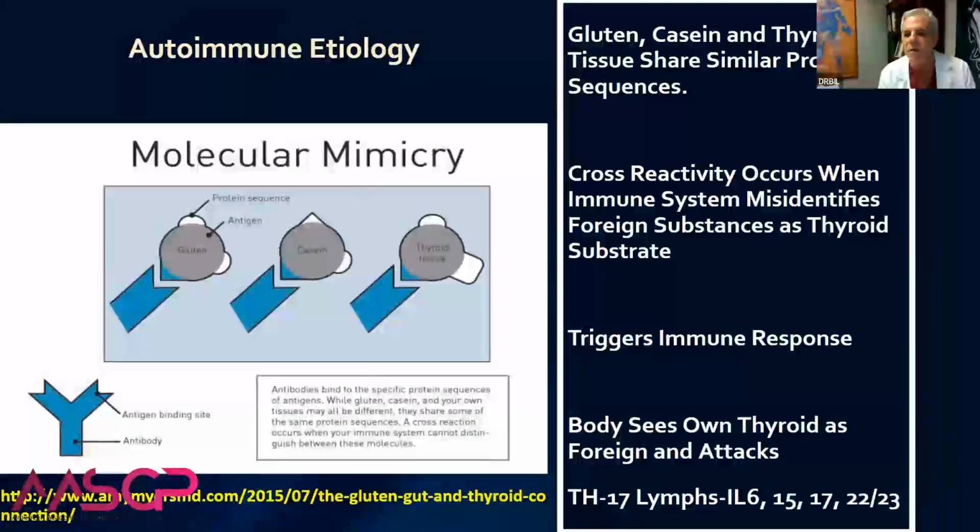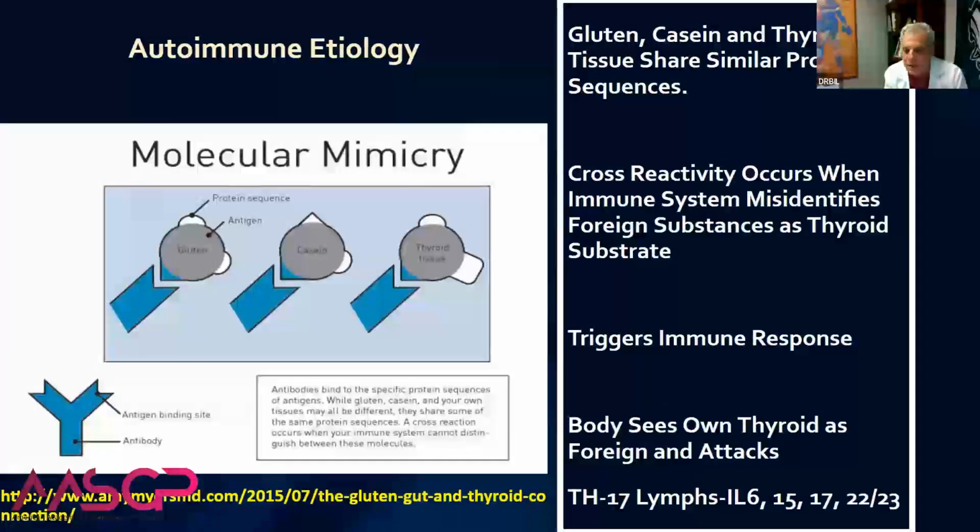Gluten, casein, and thyroid tissues share similar protein sequences. Cross-reactivity occurs when the immune system misidentifies foreign substances as thyroid substrate, and that triggers the immune system. That's what we need to eliminate. The body looks at your own thyroid as foreign.